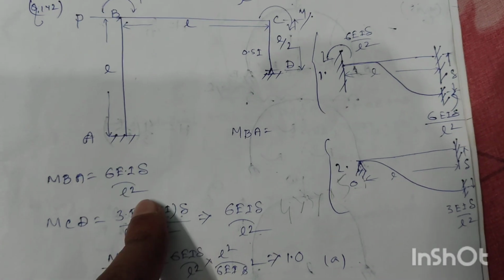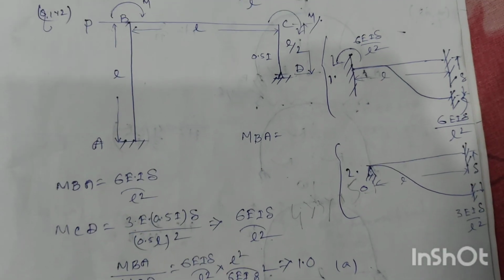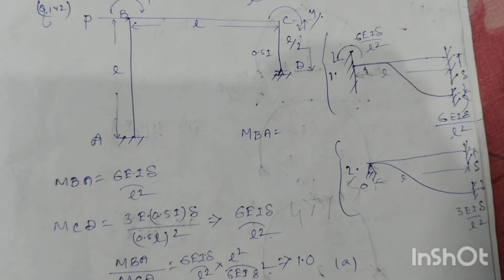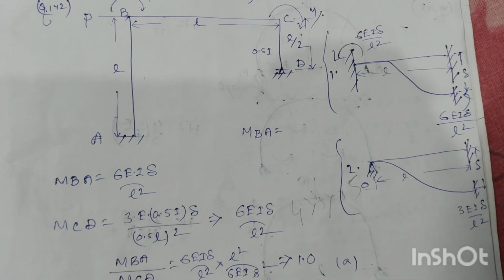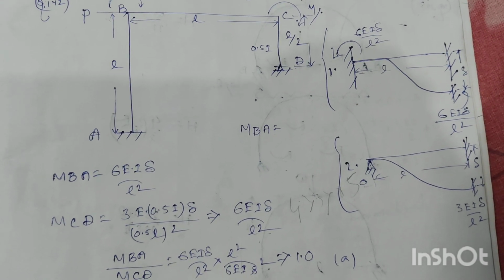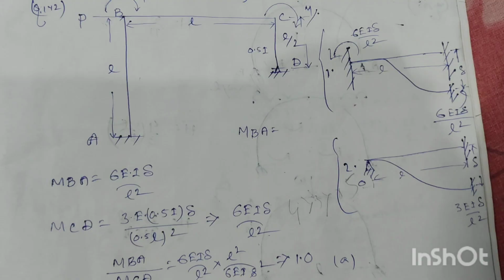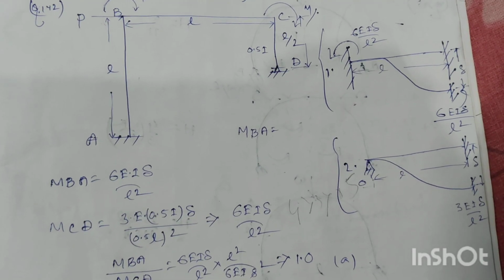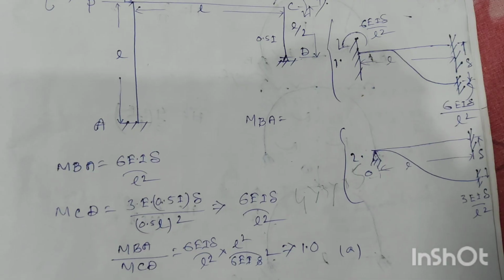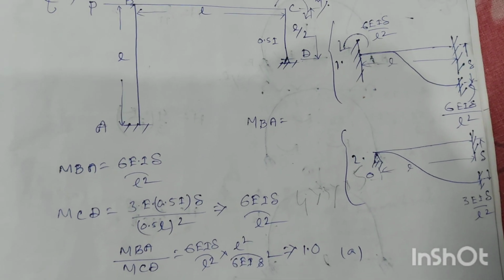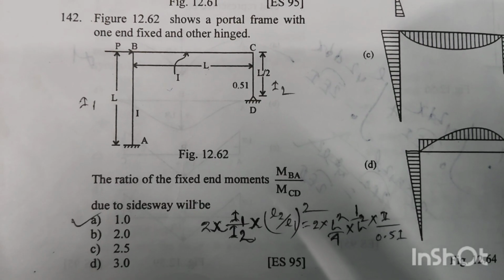Now moment MBA equals 6 EI del by L square, but moment at C, MCD, will be equal to 3 E into 0.5 I into del divided by L square, that means 0.5 L square. After calculation, MCD will be equal to 6 EI del by L square. Now if we make the ratio MBA by MCD, the ratio will be 1. Option A is the right answer.